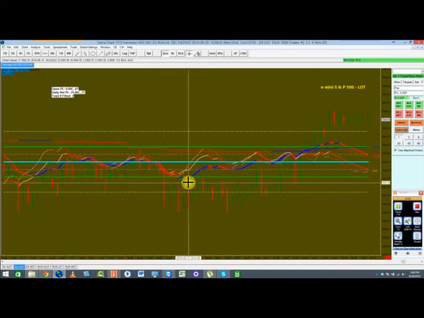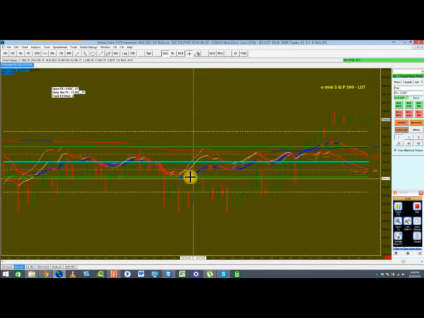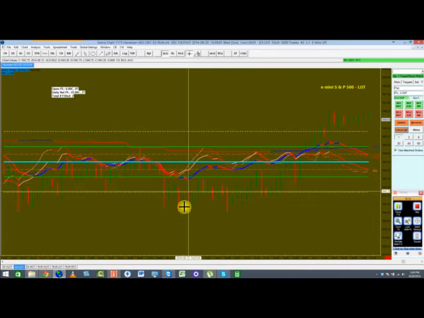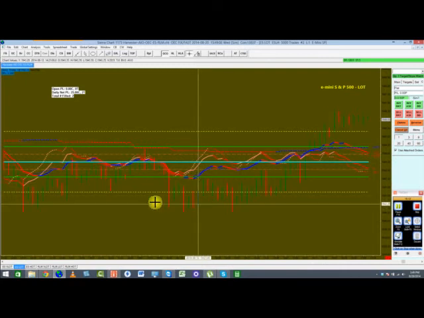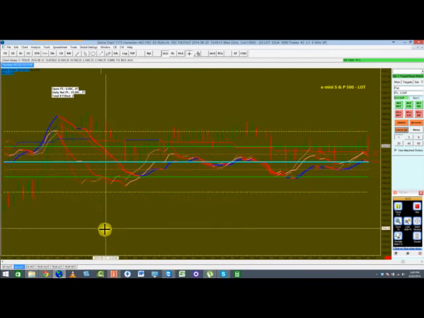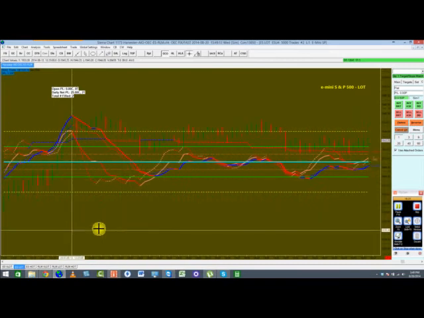Or you could stay in there until both jerks turn the up color. Yeah, they turned up color here too, so you'd get out right over here too. So that's it. Essentially, that's how you would trade using this layout.